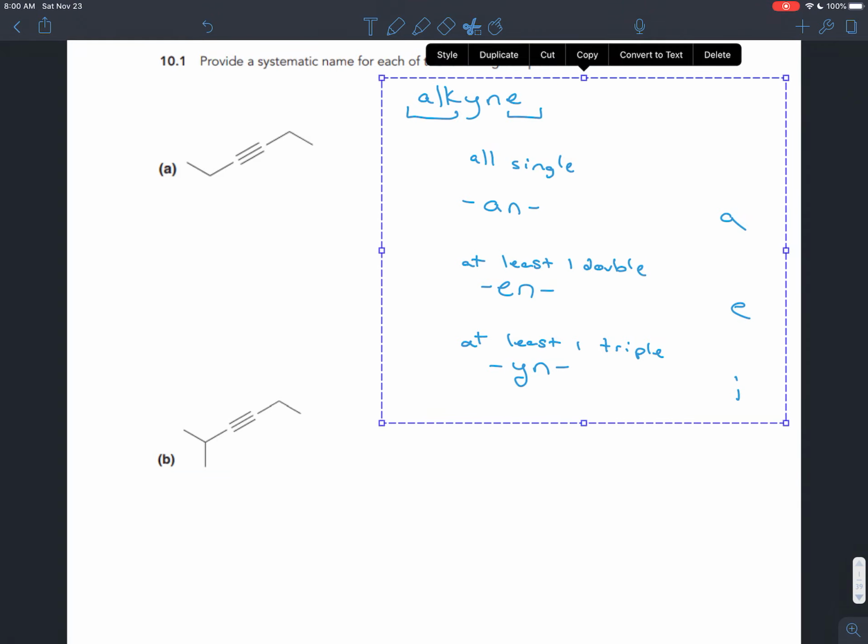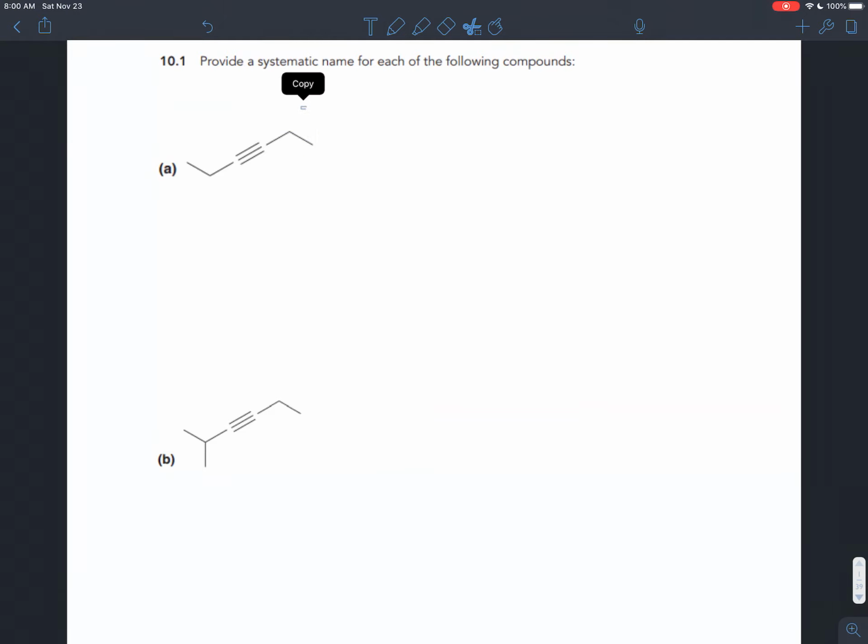Okay, so in this first one, we don't have any branches. It's just 1, 2, 3, 4, 5, 6 carbons. So 6 carbons, so you know the prefix is hex. Notice that no matter how you number this, the triple bond starts at carbon number 3. So even if I had gone the other way, 1, 2, 3, 4, 5, 6, you notice the triple bond starts at carbon number 3. So we'll keep that in mind because we have to say where the triple bond occurs in the chain.